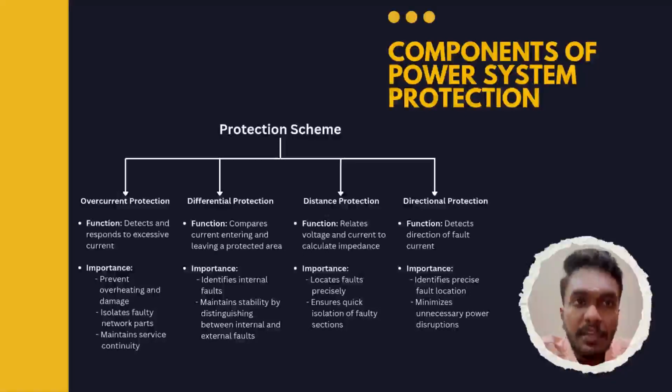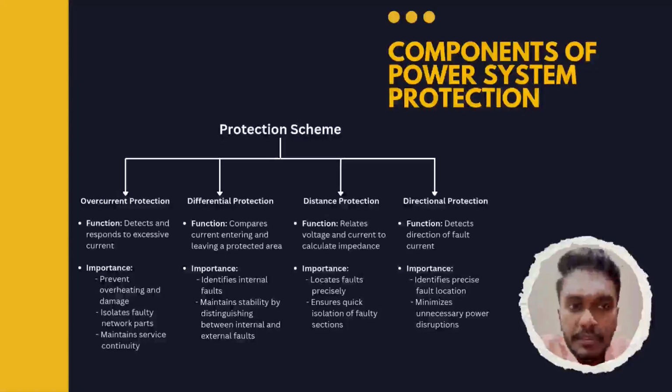Differential protection scheme. This scheme works on the principle that the current entering the protected area should equal the current leaving it. Any discrepancy indicates a fault within the section. The differential protection is highly effective for equipment where both ends are close, such as transformers. It ensures only an internal fault triggers the isolation, maintaining system stability by distinguishing between internal and external faults. However, it is less suitable for long transmission lines due to the physical distance between the endpoints.